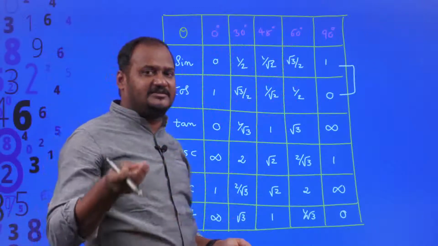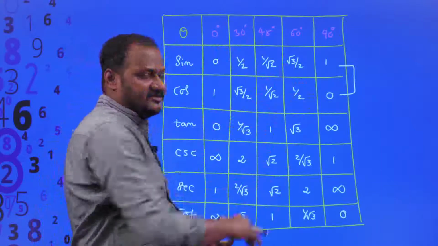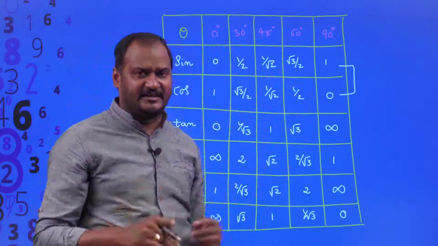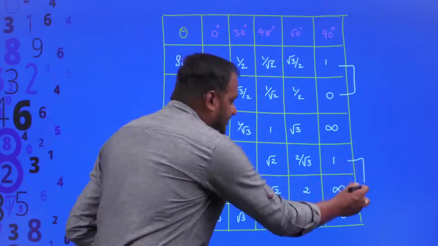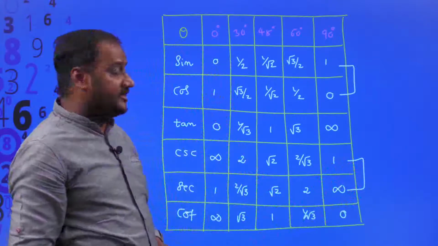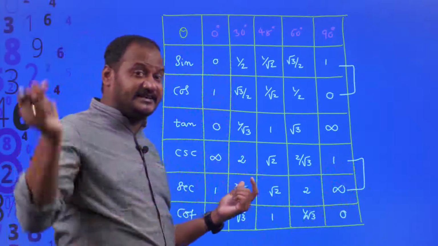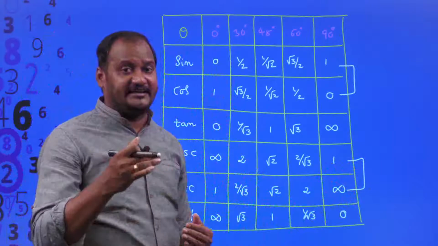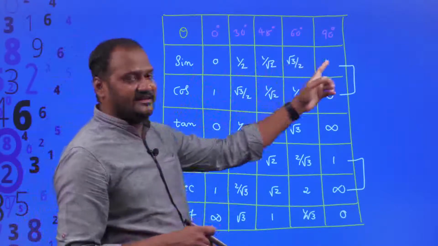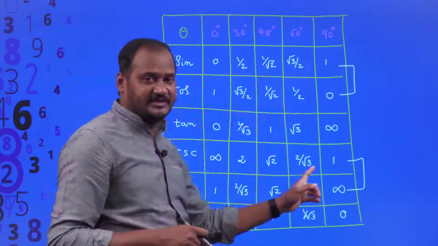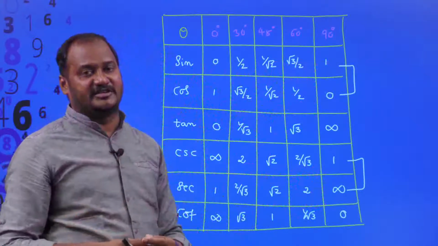So you don't have to remember all the values. If you remember the values of one trigonometric ratio, then you can remember the entire values of the trigonometric ratios. Everything. For example, coming to cosecant and secant. These two are co-ratios, right? If you want to find the values of cosecant, cosecant is basically related with sine, because sine and cosecant are reciprocals. If you remember the values of sine, then you can easily figure out the values of cosecant.